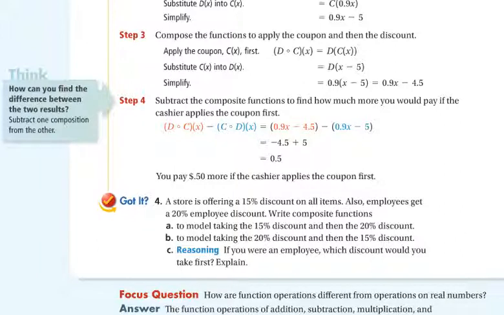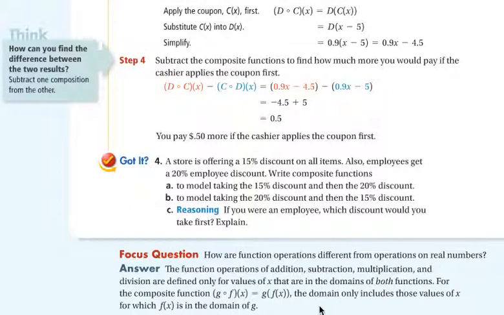All right, we've looked at a lot today. We've looked at multiplying and dividing. We've also looked at composition functions. So what's our focus question? How are function operations different from operations on real numbers?